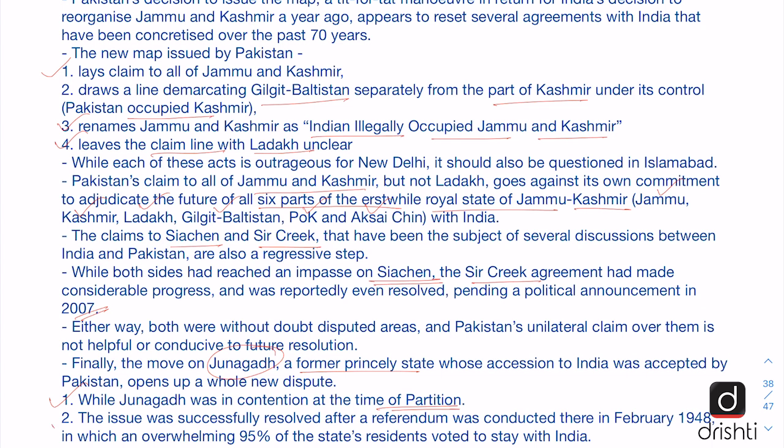And secondly, the issue was successfully resolved through a referendum which was conducted in February 1948, and in which an overwhelming 95% of the state's residents voted to stay with India. And that was accepted by Pakistan as well. So now Pakistan raising the issue of Junagadh once again is very much surprising.